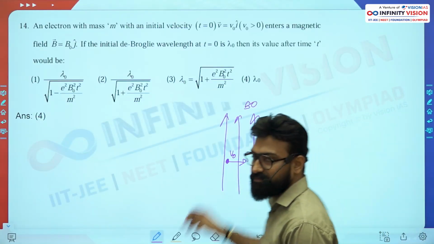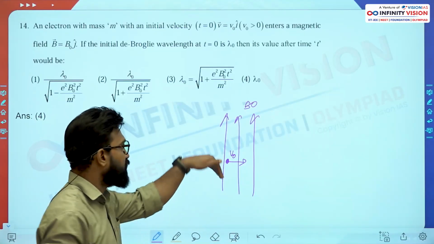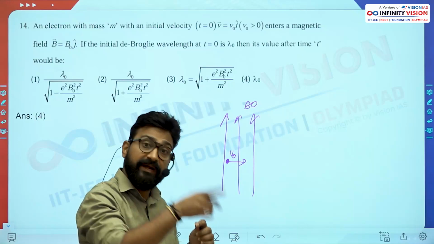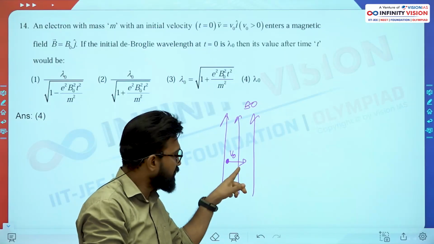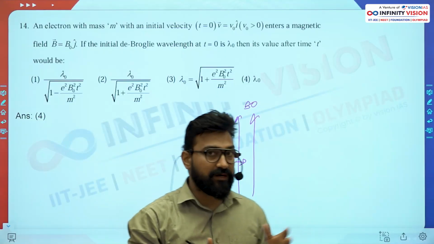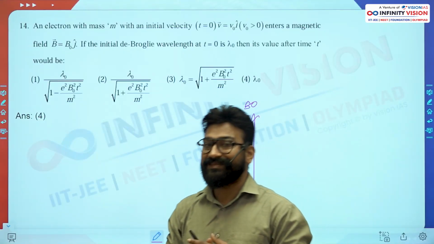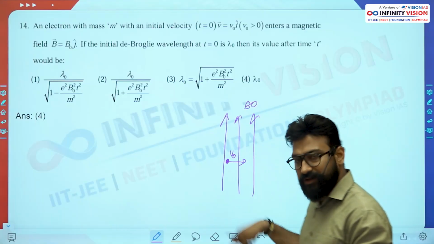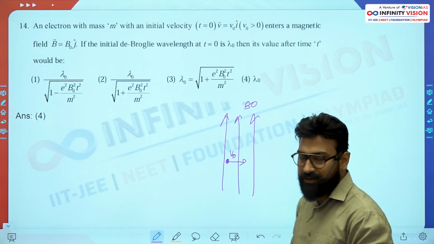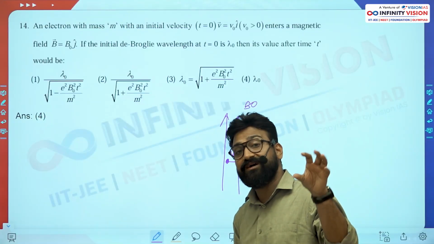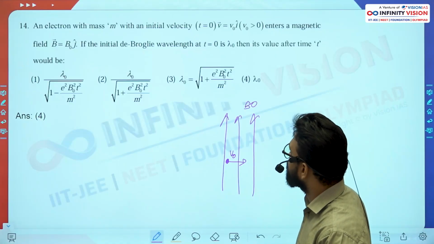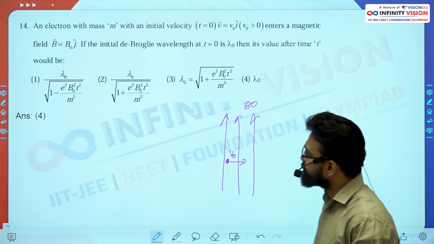Again, it will experience force since this velocity is perpendicular to this magnetic field. That force would be perpendicular to the motion of this electron, so that means the speed will not change. It will keep on moving on a circular track, and the speed won't change.